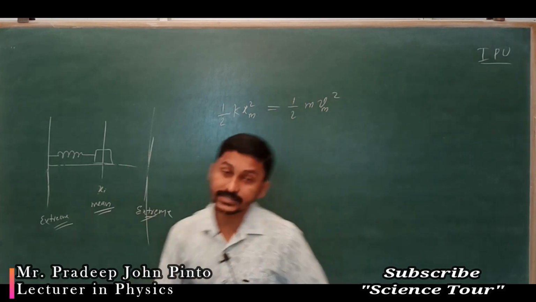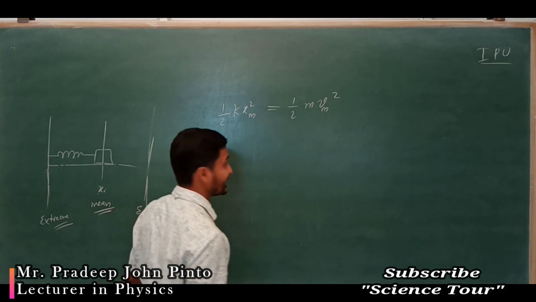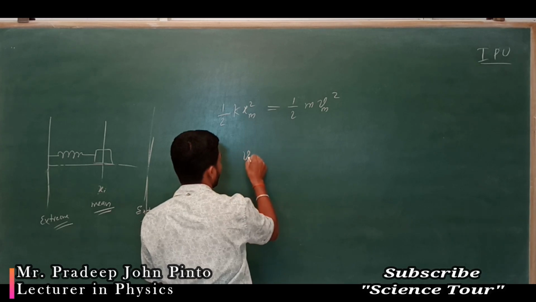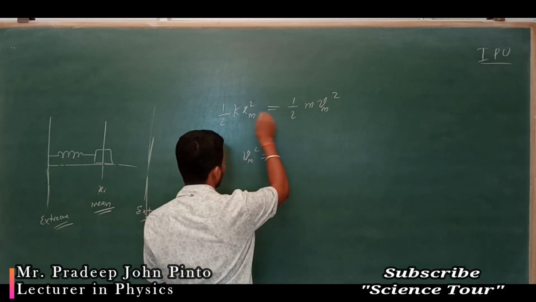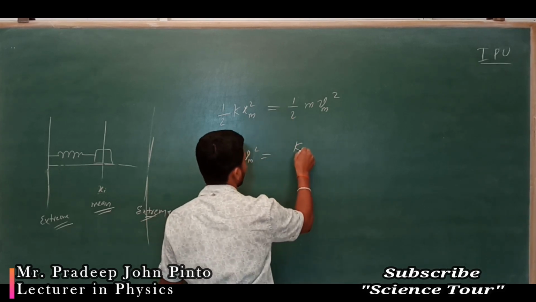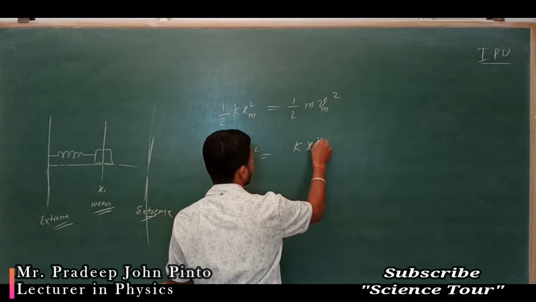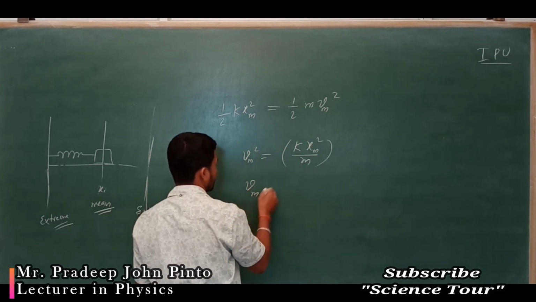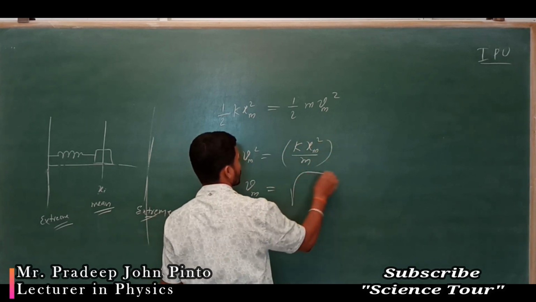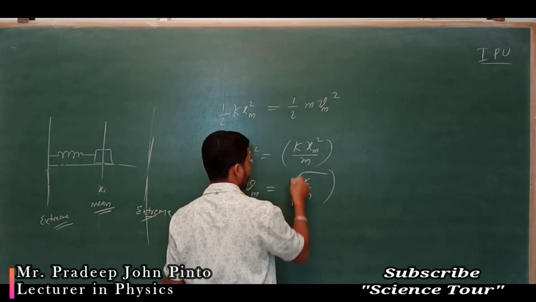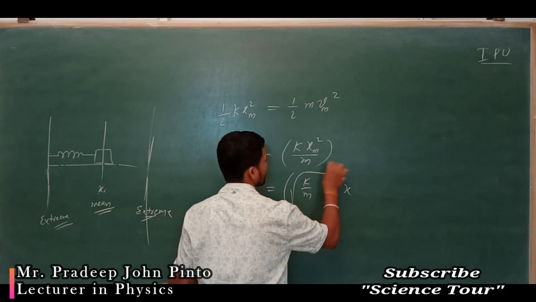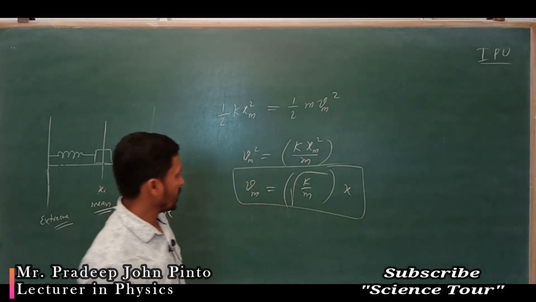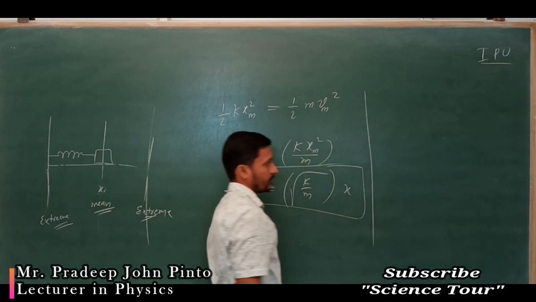So what is the maximum velocity a spring can attain? That cancels everything. We want this V m square, which is equal to k x m square divided by m. So V maximum is equal to square root of k by m into x m. That is the maximum velocity I can attain.